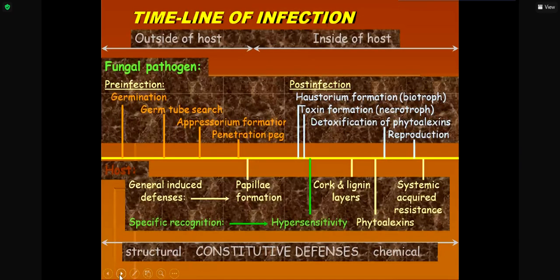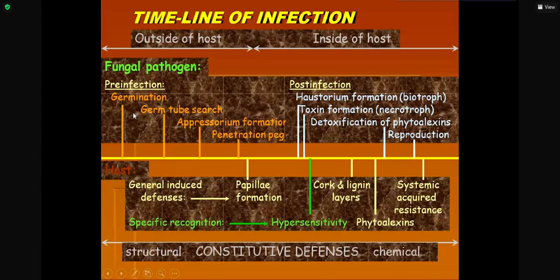Let's have a look at what actually happens when the pathogen comes in contact with the host plant. Think about fungi. What happens? When the pathogen comes in contact with the host plant, for successful infection, the resting spore of the fungus must germinate. After germination, they should produce germ tubes. In some cases, they produce appressorium. These are specialized organs produced by the fungi before infection, and also the penetration peg. Thus, the resting spore germinates and produces these specialized structures.